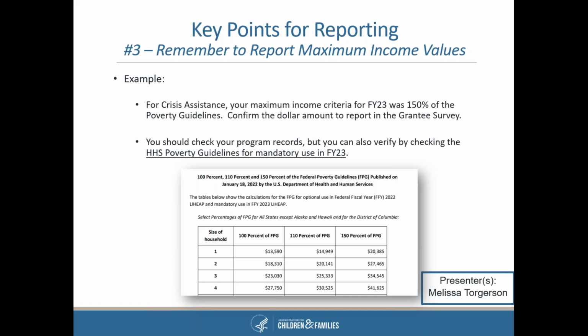So we've put an example here for crisis assistance. Your maximum income criteria was 150% of poverty guidelines. You're going to go ahead and confirm the dollar amount to report in the grantee survey, and you should check your program records. Most of you have an eligibility chart that makes this very easy to do. You just want to take a look at that chart and plop that number in this report. But you can verify by checking the household poverty guidelines for mandatory use in FY 2023, and Dan's gone ahead and put a chart here of that.